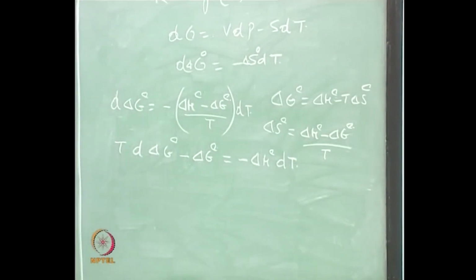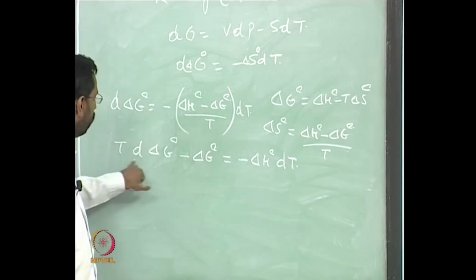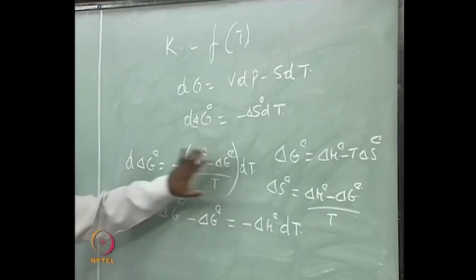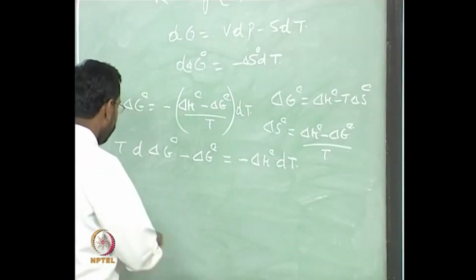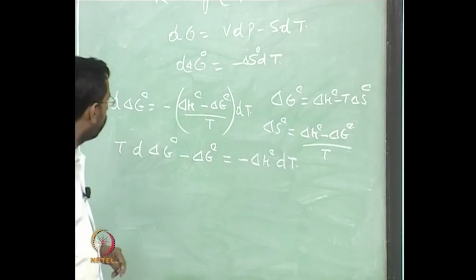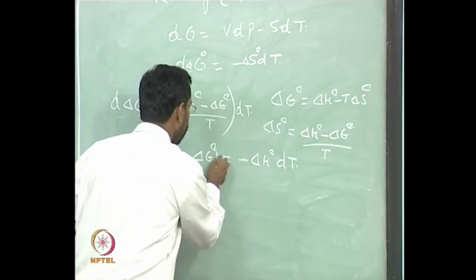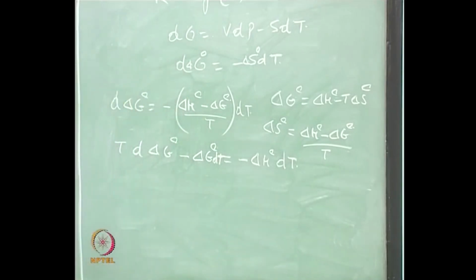So, you can see that T, if it comes this side, is T into d of delta G naught minus delta G naught. We have brought both the delta G naughts one side, so that we can actually differentiate them very easily, and minus delta H naught by T. If you divide this whole thing by T square, delta G naught dT, you are right, perfect, dT has to come there, otherwise you cannot differentiate, it has to come there. Okay.